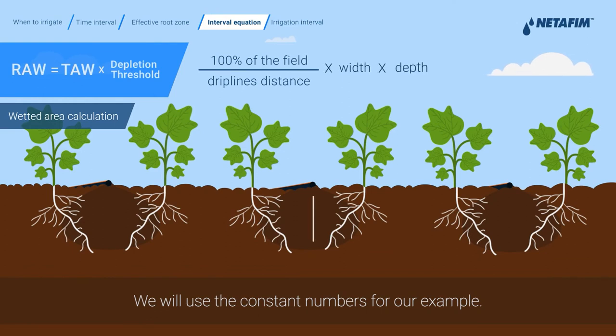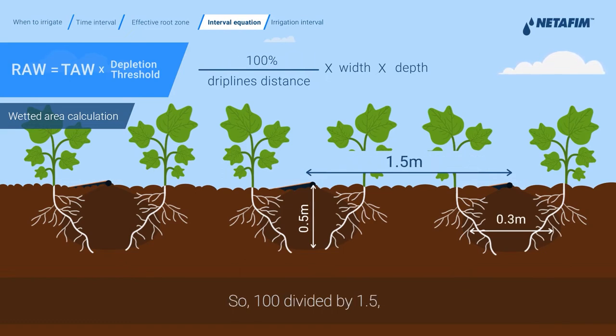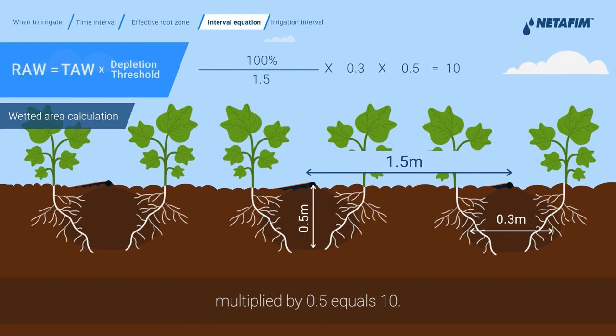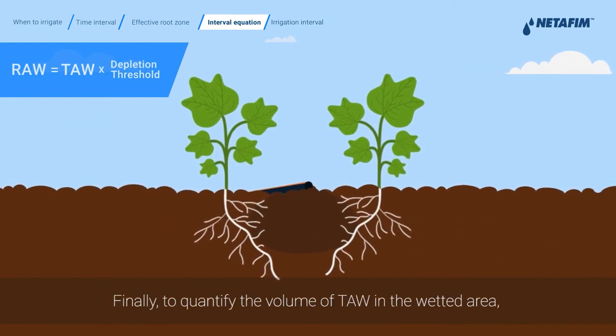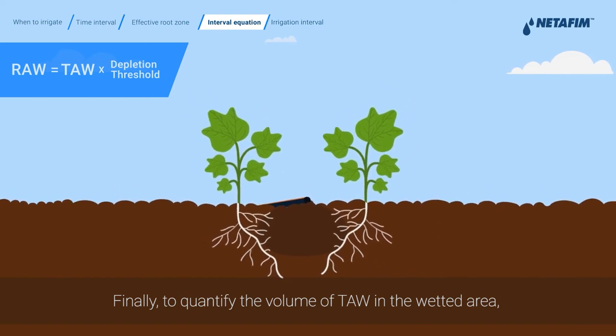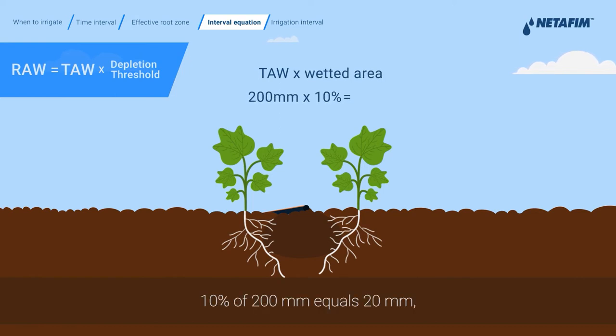We'll use the constant numbers for our example. The distance between dripper lines in this field is 1.5 meters. So 100 divided by 1.5 multiplied by 0.3 multiplied by 0.5 equals 10. That means 10% of the field is wetted. Finally, to quantify the volume of TAW in the wetted area, multiply the TAW value of the whole soil profile by the wetted area. 10% of 200 millimeters equals 20 millimeters, giving you the TAW in the wetted area.